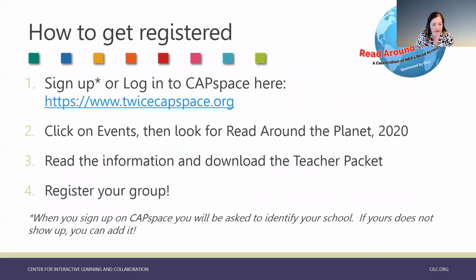So this is a little mini tutorial on how to get registered. If you are new to CapSpace, you'll need to sign in and get an account so that you can log into CapSpace. Note on the bottom where the asterisk is that when you sign up for the first time on CapSpace, you'll have to identify the school that you're in. And there's a drop-down list. You can search for your school. And if you don't find your school, then you can add it. Is that right, Sue?